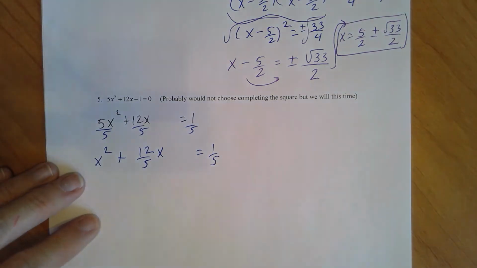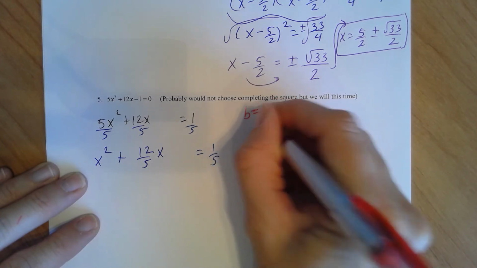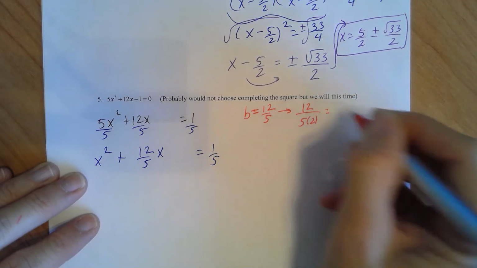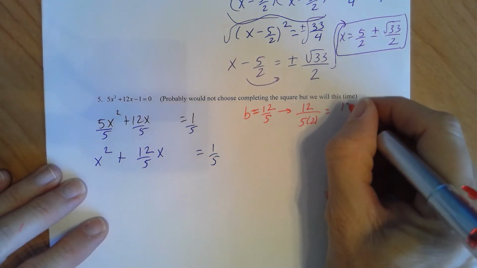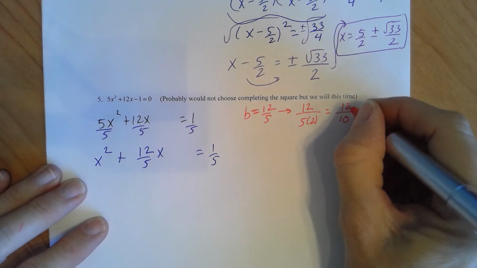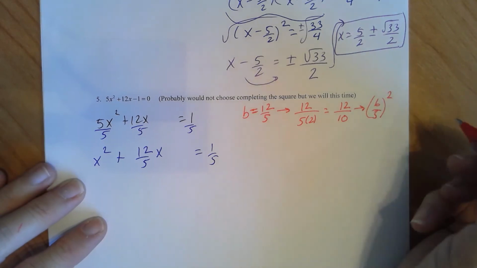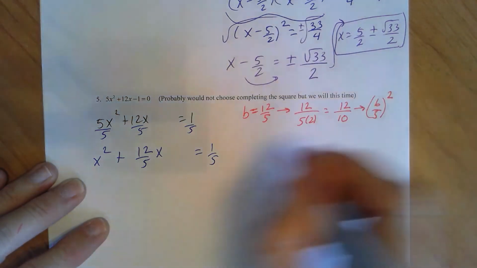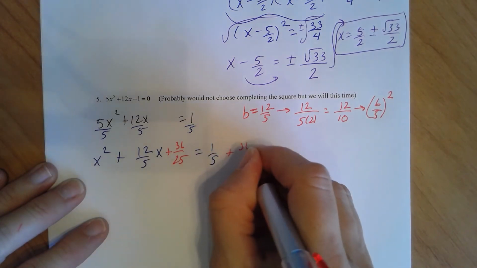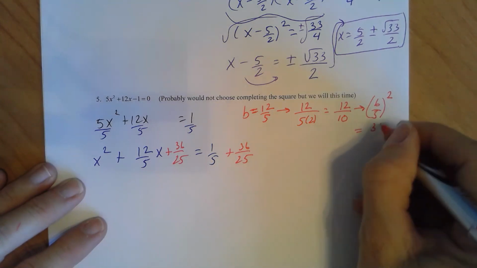So, what is my b term? My b term is 12 over 5. I have to take half of that. Well, to take half of that, that's just like multiplying the denominator by 2. So we get 12 over 10. That reduces, if 12 over 10 has a 2 in common, 6 over 5, and then we have to square that number and add it to both sides. So I need to add 36 over 25 to both sides, because you got to square this still.